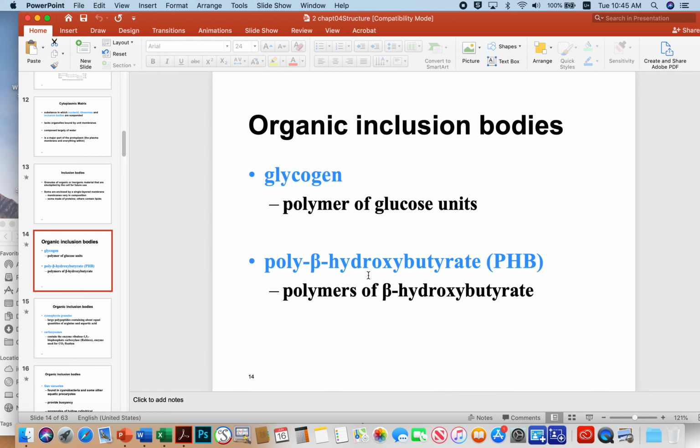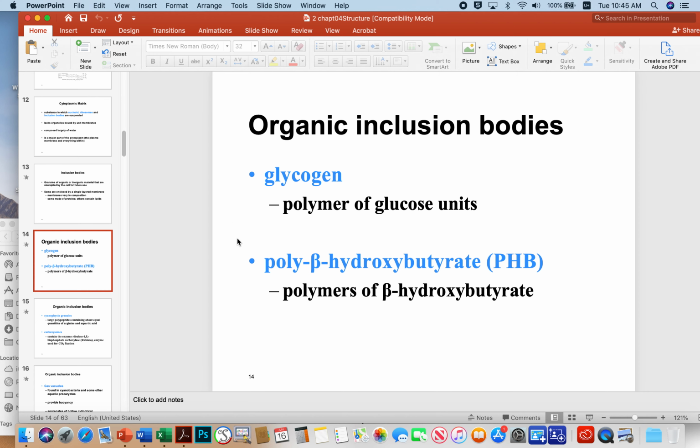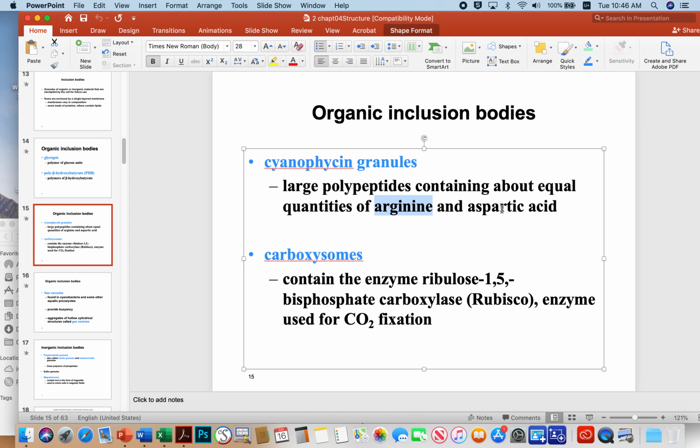But some different kinds of inclusion bodies include glycogen, the same molecule that we store in our muscles as a nutrient source or as an energy source. They're polymers of glucose, and so microbes, again, can store polymers of glucose as glycogen. Another carbon source that they can use is PHB, polyhydroxybutyrate. Another thing that microbes will store is amino acids, so nitrogen sources like arginine and aspartate as cyanophycin granules.